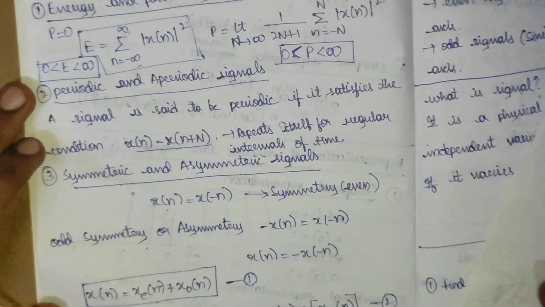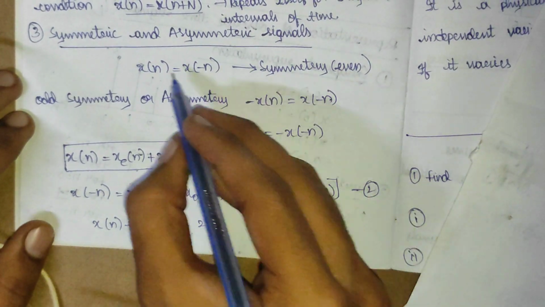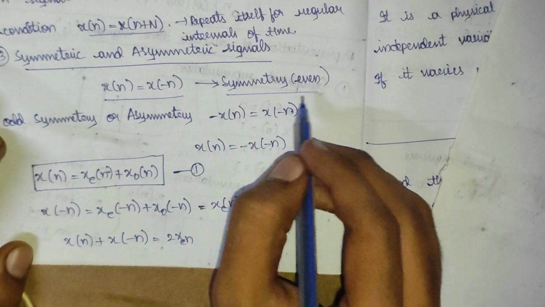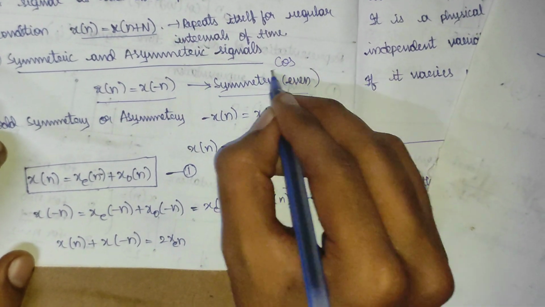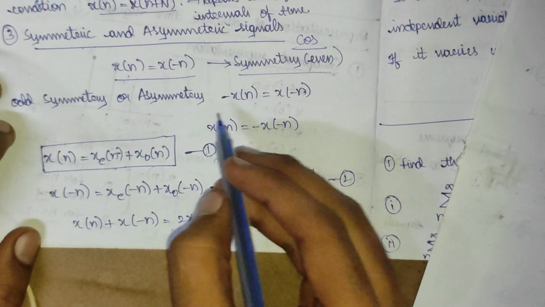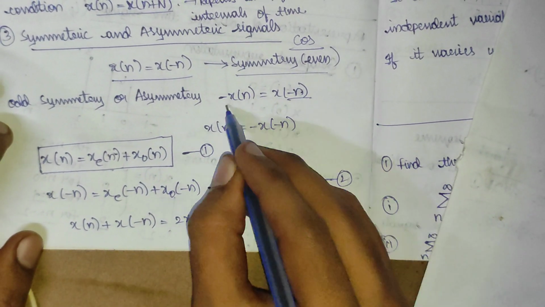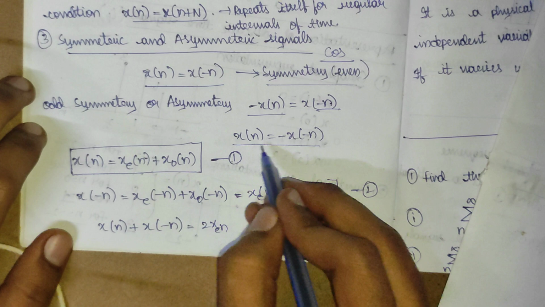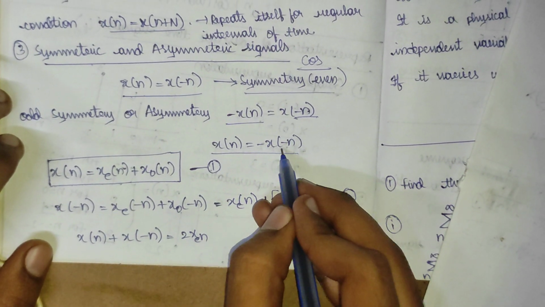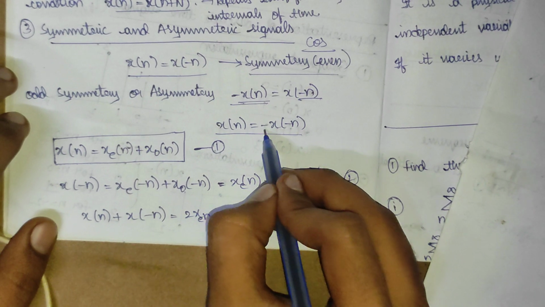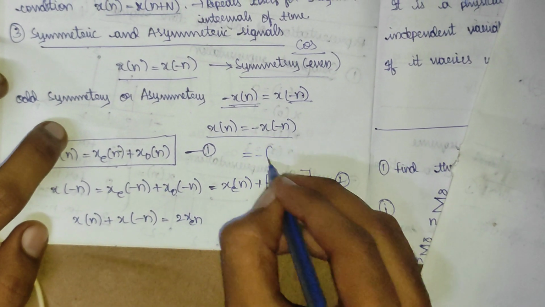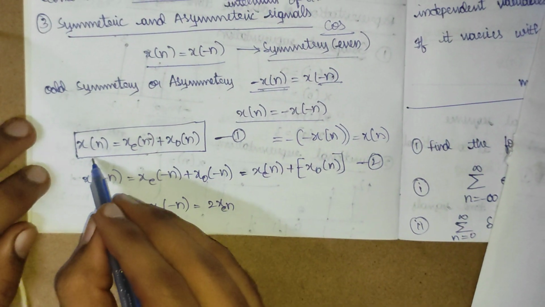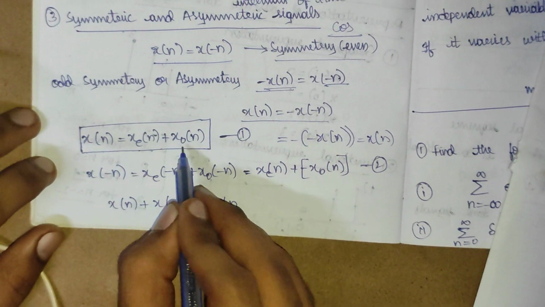Okay, let's go to the next classification, symmetric and asymmetric signals. A symmetric signal means x of n equals x of minus n, so this is a symmetric even signal. An example of an even signal is the cosine signal. And an odd or asymmetric signal means x of minus n equals minus of x of n. It is represented in simpler form here: x of n equals minus of x of minus n, so that x of minus n is minus of x of n. x of n is a signal which consists of even parts and odd parts.